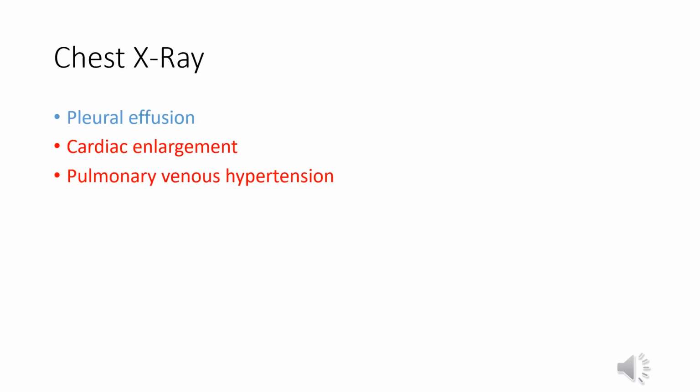Most people have access to a chest X-ray, and if a chest X-ray shows cardiac enlargement or pulmonary venous hypertension, it strongly suggests the diagnosis of heart failure. Pleural effusion can sometimes be seen, but it also can be seen in other conditions. We can do echocardiograms, we can do lung ultrasounds, other tests, and they are common. But I mentioned the chest X-ray because it's available to everyone in this room.